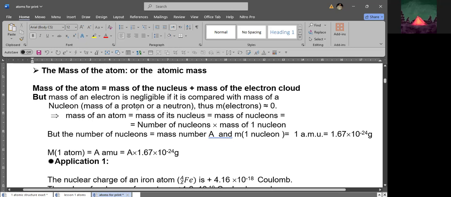But the mass of an electron is negligible compared to the mass of a nucleon, the mass of a proton or the mass of a neutron. So we say the mass of electrons is approximately zero, so we neglect it. Of course we cancel it. So the mass of the atom depends on the mass of the nucleus, and the mass of the nucleus depends on the mass of the nucleons. Okay, this is what we want to see.